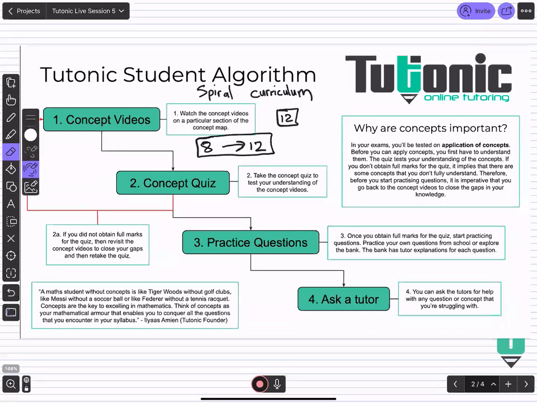But after you've watched the concept video, you take the concept quiz, like the number patterns quiz that you did just now. But look at what I say here. If you did not obtain full marks for the quiz, then revisit the concept videos to close your gaps. Notice how I don't say practice questions. For practicing questions, I say once you obtain full marks for the quiz.